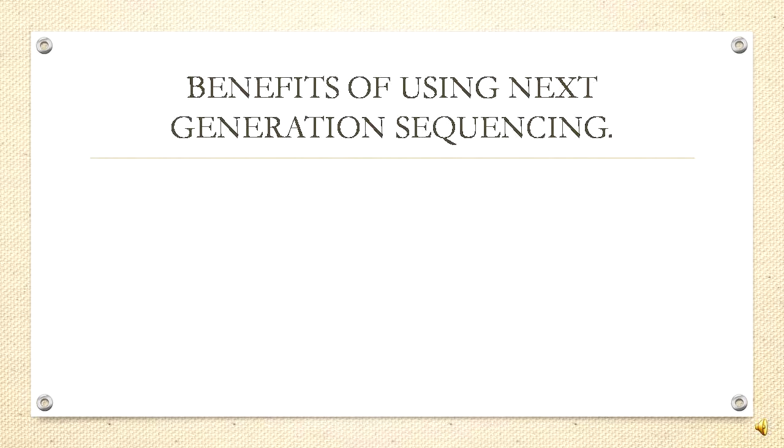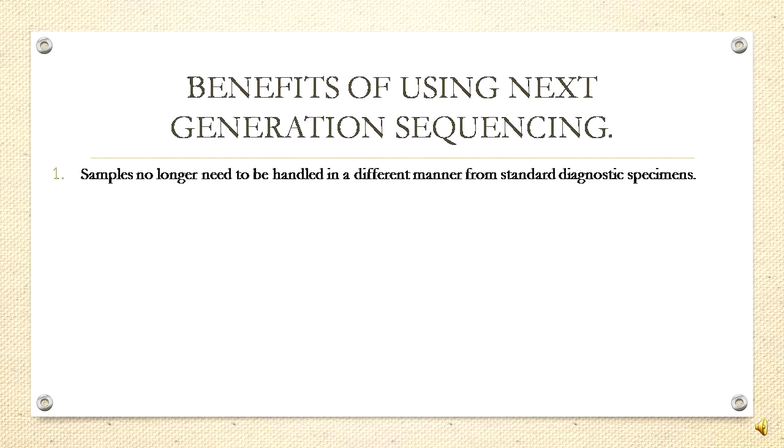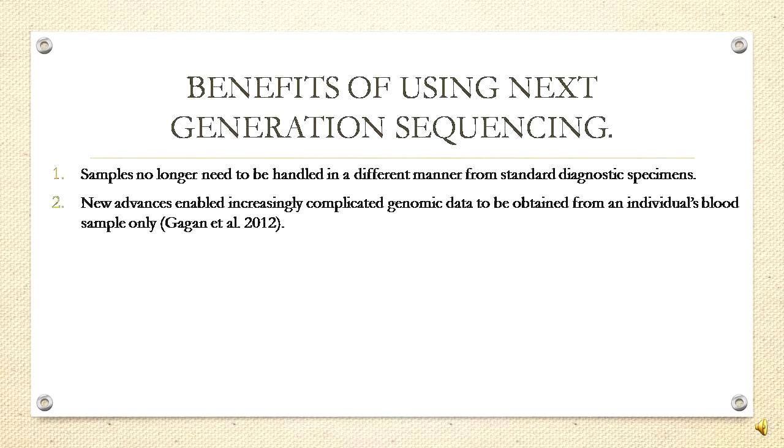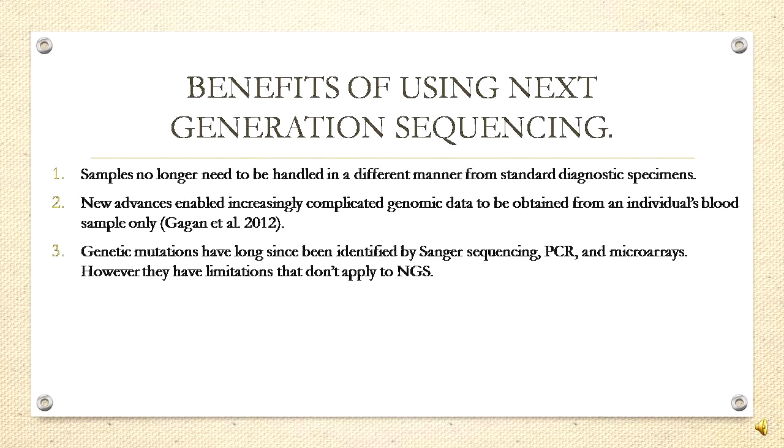So what are the benefits of using next-generation sequencing? By using NGS, the samples no longer need to be handled in a different manner from standard diagnostic specimens. This new advance enables increasingly complicated genomic data to be obtained from an individual's blood sample only. Genetic mutations have long been identified by Sanger sequencing, PCR, and microarrays. However, they have limitations that don't apply to NGS.